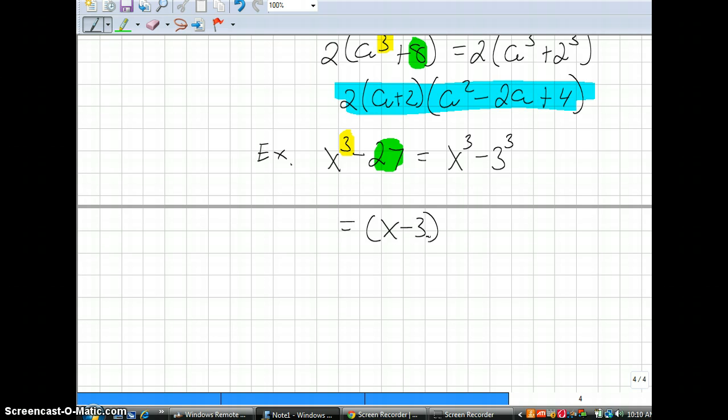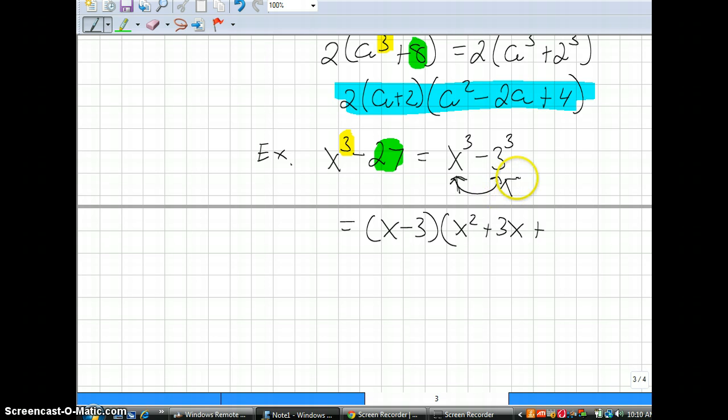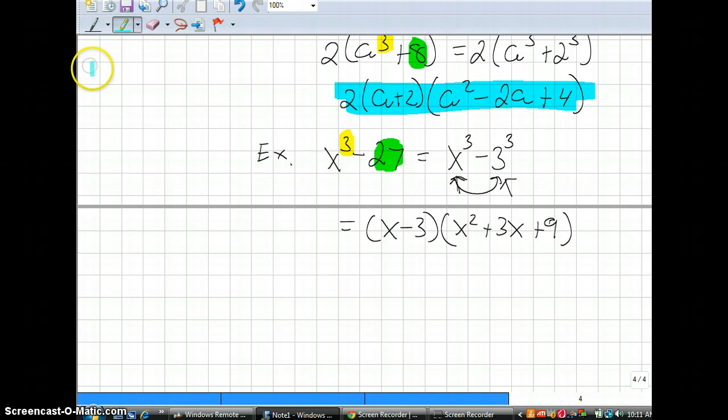Notice it's just exactly the things that are being cubed. Then it's the first thing squared, plus these 2 multiplied together, just the x and the 3, plus the last one squared. Right? And then that is going to be our final answer. That is completely factored. It cannot be factored any further.